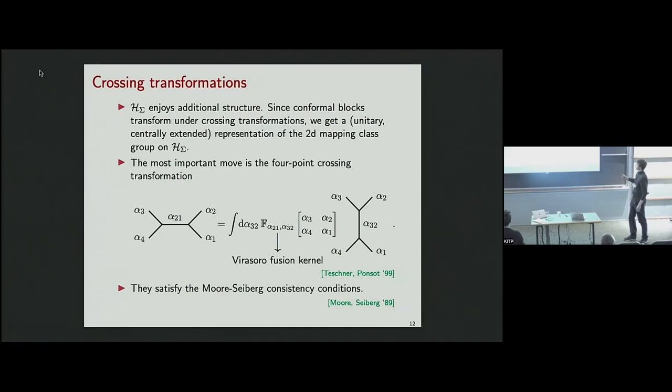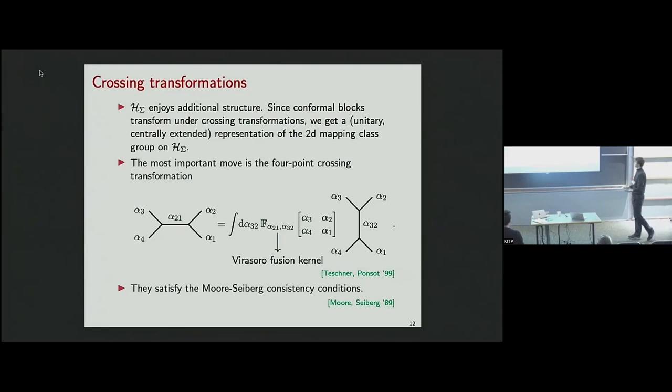this defines your representation of the 2D mapping class group on your Hilbert space, because you can do large 2D diffeomorphisms on your initial value surface, and they need to map the Hilbert space back to itself, because it's still the same surface. And so you get some representation of the 2D mapping class group, which are just modular transformations. And the most important move in these crossing transformations is the usual thing that if you look at the four-point function, you can write the S-channel block in terms of T-channel blocks, and there will be some particular matrix in front here, which is called the Virasoro fusion kernel, and it relates the T-channel blocks to the S-channel blocks.